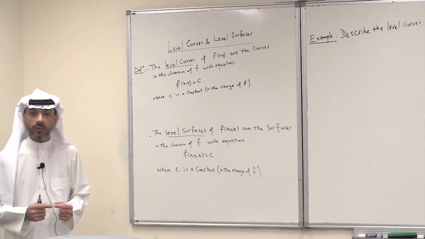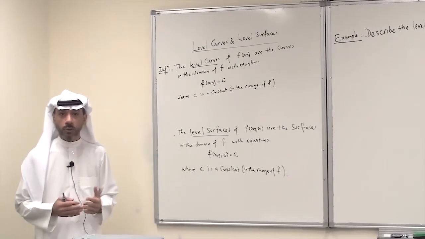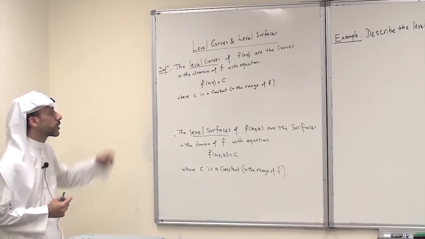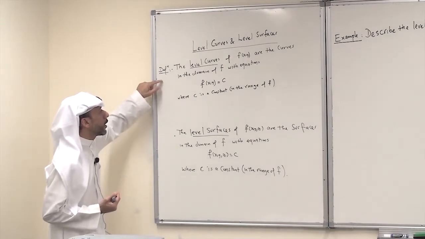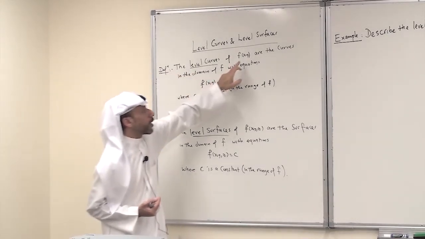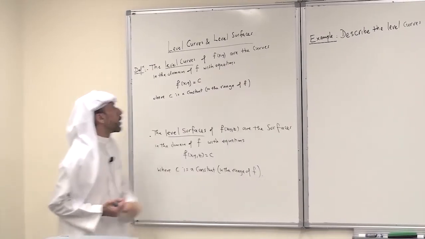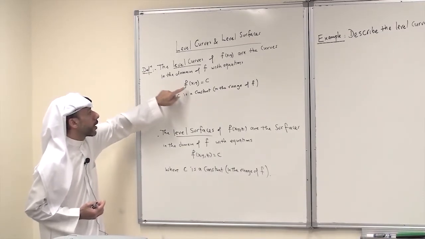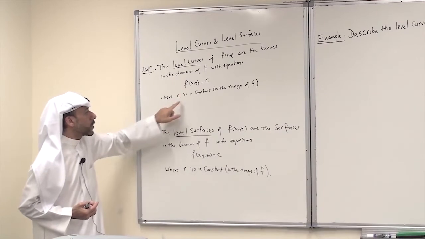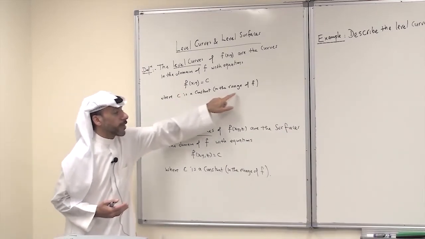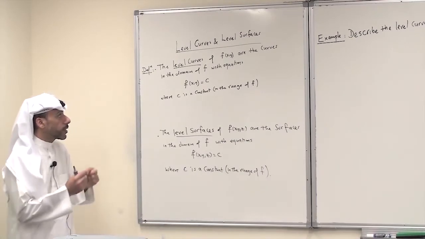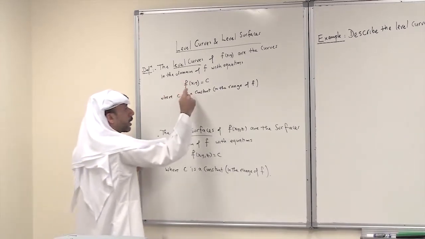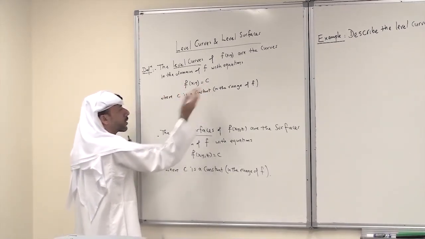Now we discuss the notion of level curves and level surfaces for functions of 2 and 3 variables. So let's just give the definition. The level curves of a function f of 2 variables are the curves in the domain of f given by the equations f of x, y equals c, where c is a constant, usually in the range of f. This is the definition of the level curve of a function of 2 variables. So basically we take the function and we equate it with a constant c.